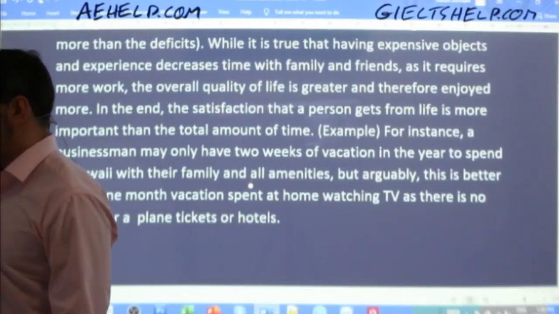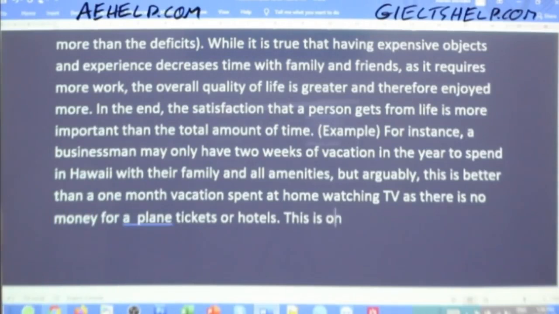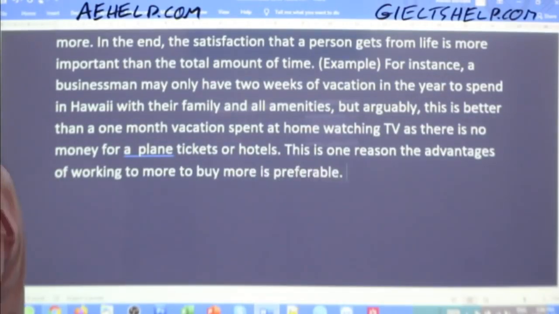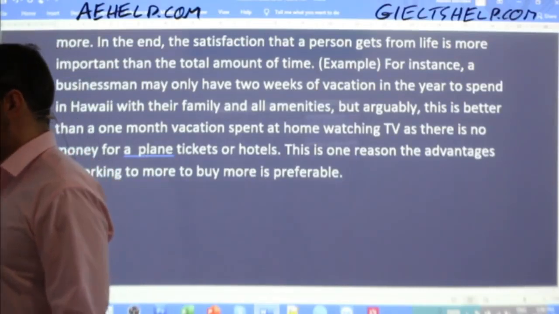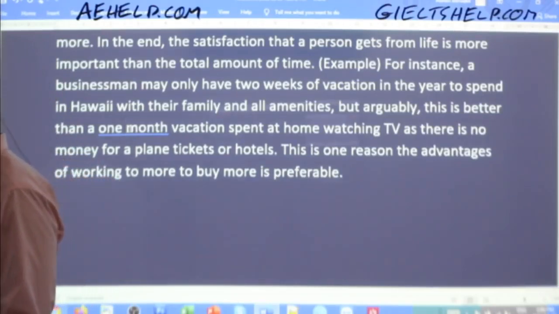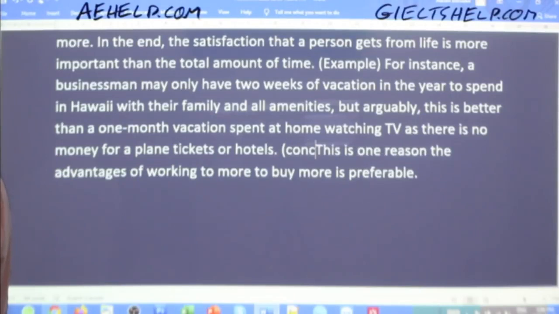So here, I can just simply write, this is one reason the advantages of working more to buy more is preferable. Okay, so that's my concluding connecting sentence. Okay. Concluding and connecting sentence.